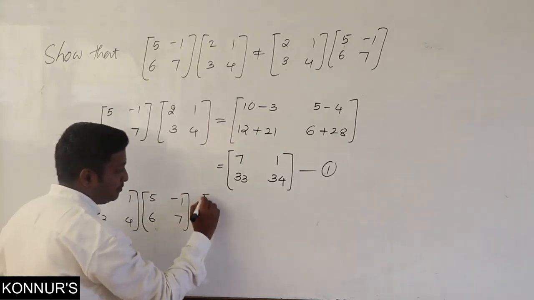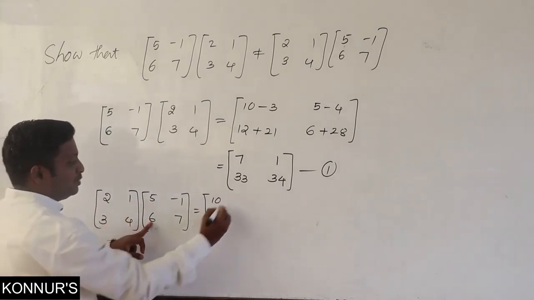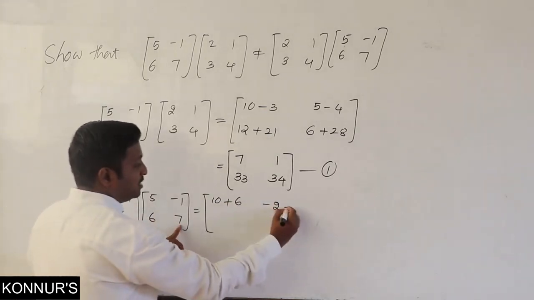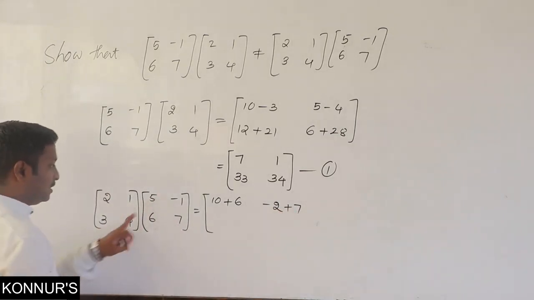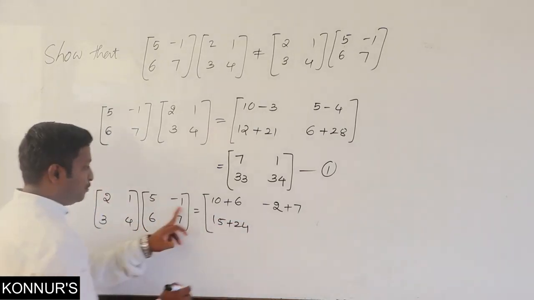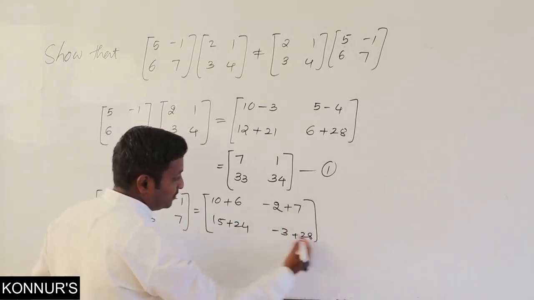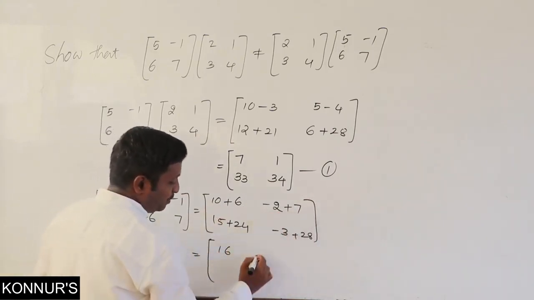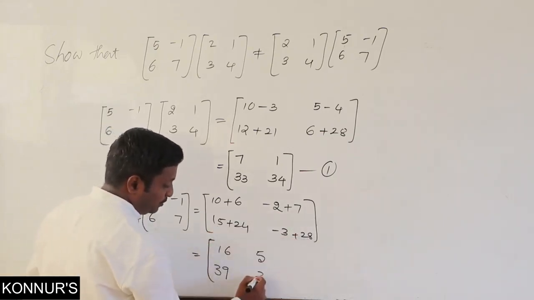Multiply. First row, first column: 2 into 5, 10. 1 into 6, 6. 2 into minus 1, minus 2. 1 into 7, 7. First row, second column. Next, second row, first column: 3 into 5, 15. 4 into 6, 24. 3 into minus 1, minus 3. 4 into 7, 28. Simplify it: 10 plus 6, 16. Minus 2 plus 7, 5. 15 plus 24, 39. 28 minus 3, 25.